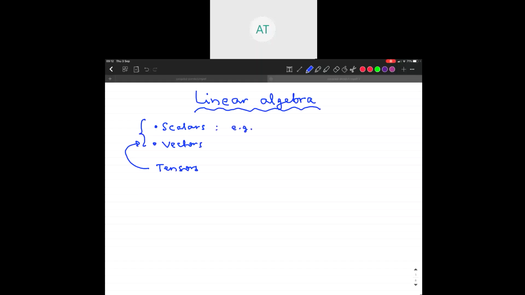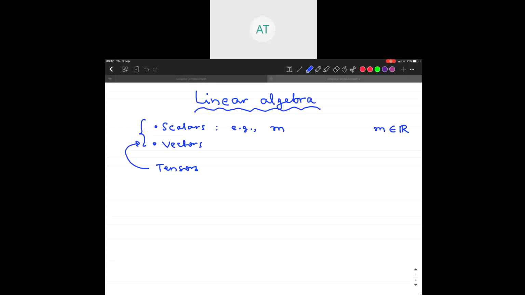Like scalars, you can see a quantity like mass, right? So mass is a scalar. It has a given numerical value. And this numerical value, in a rigorous mathematical sense, this m can be a real number.